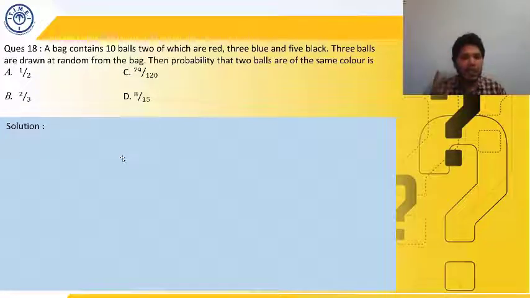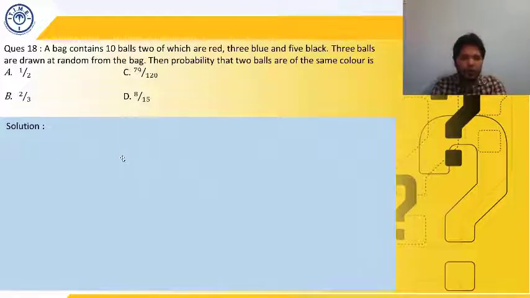So we have to make 3 cases here. First case, when we have to take 2 red balls and 1 ball either from blue or black. We can take anyone, not an issue. Second case, when we are going to take 2 balls out of 3 blue balls and 1 ball from the rest of the black and the red balls. Similarly, third case, when we are going to take 2 balls from the black balls, and 1 ball from either red or blue. So we are going to take 3 cases here.